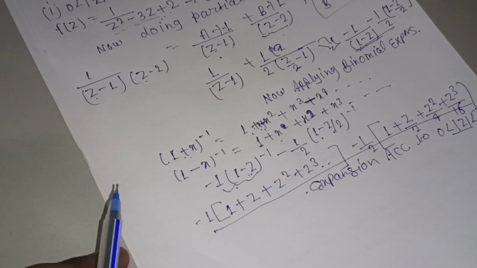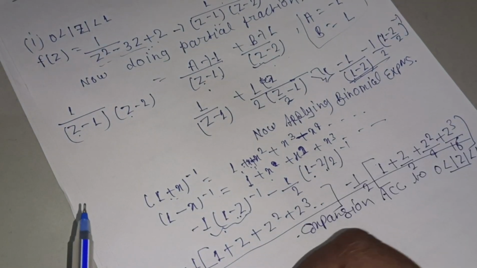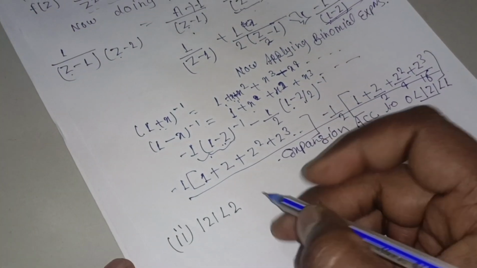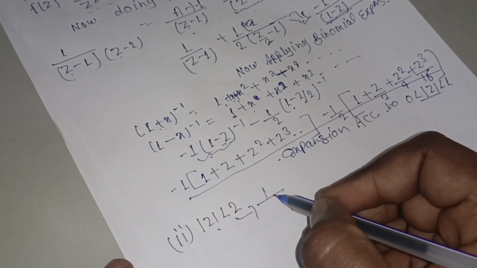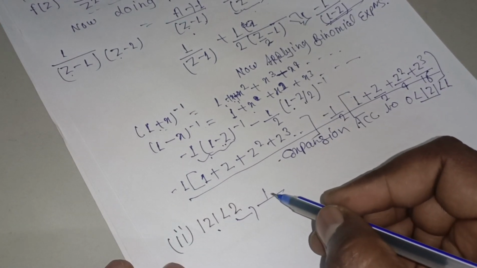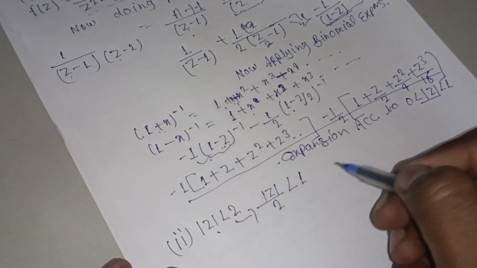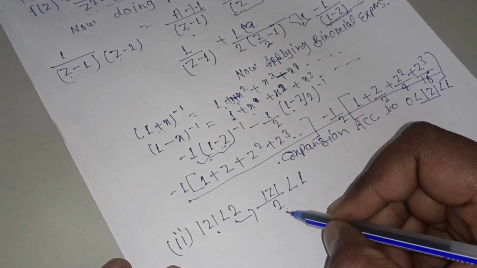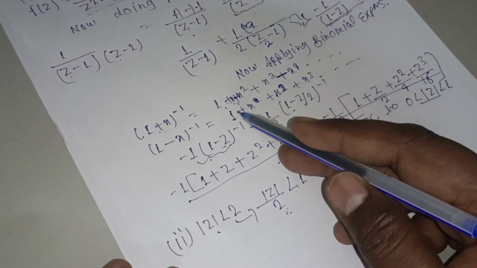Okay, now looking at the second example, which is this one: mod of z is less than 2. Remember, if mod of z is less than 2, then mod of z by 2 will be less than 1. Now I am trying to explain that we will take mod of z common so that it can be less than 1, and only then can we apply the binomial expansion theorem.